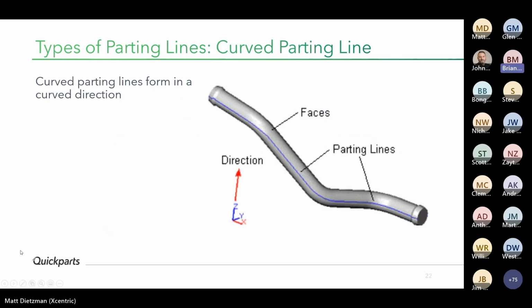All right, next slide, please. Another type of parting line, the curved parting line. It forms in a curved direction, as in if the part's not completely straight, the parting line will most likely go along the axis of the shape of the part. So, in a perfect world, each half is equal and they come together in that middle. Next, please.